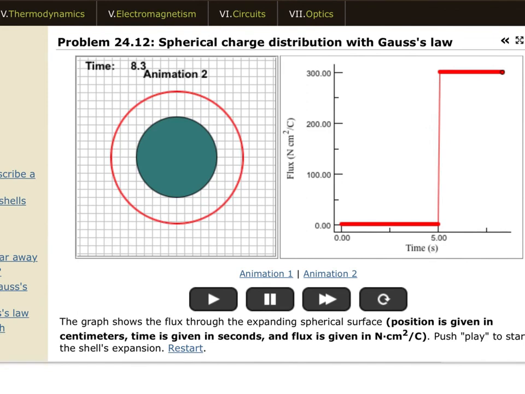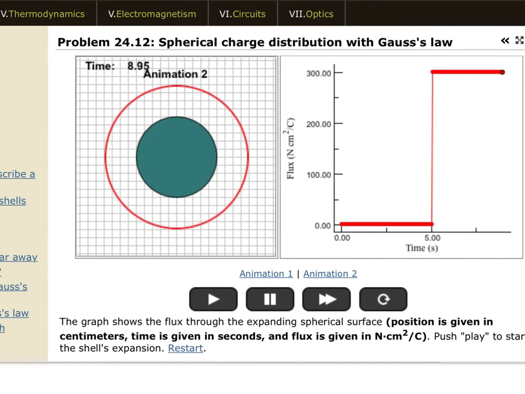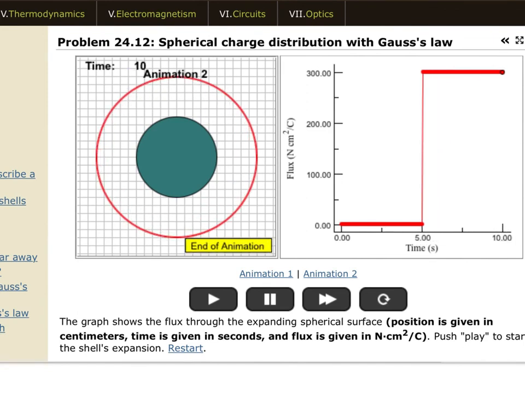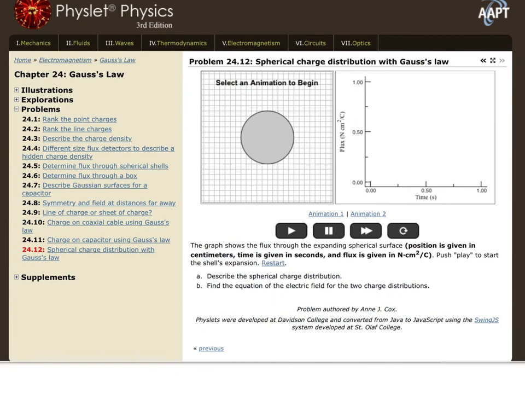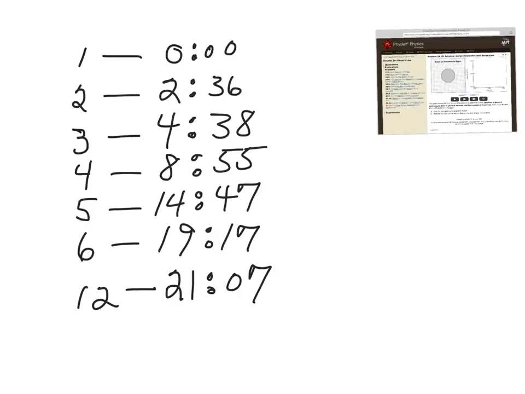So think about that. And this is related to the assignment. There are 2 different situations, and you should be able to puzzle them out by the behavior of the flux plotted over time for these 2 situations.